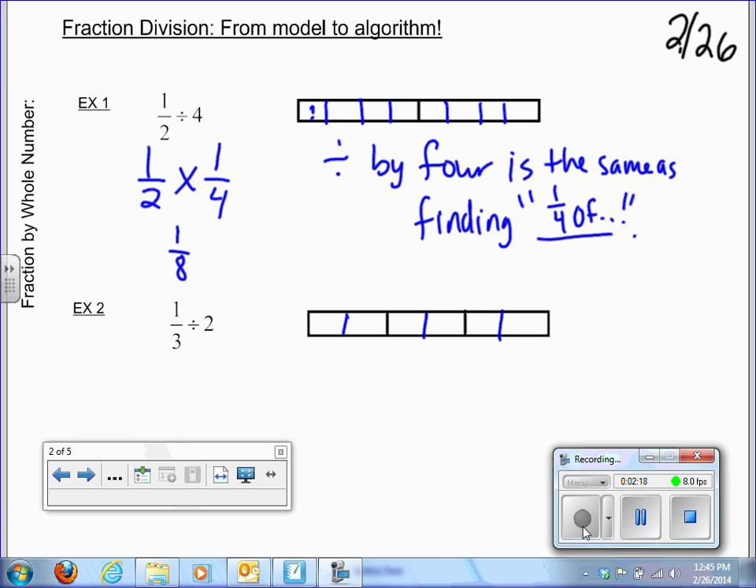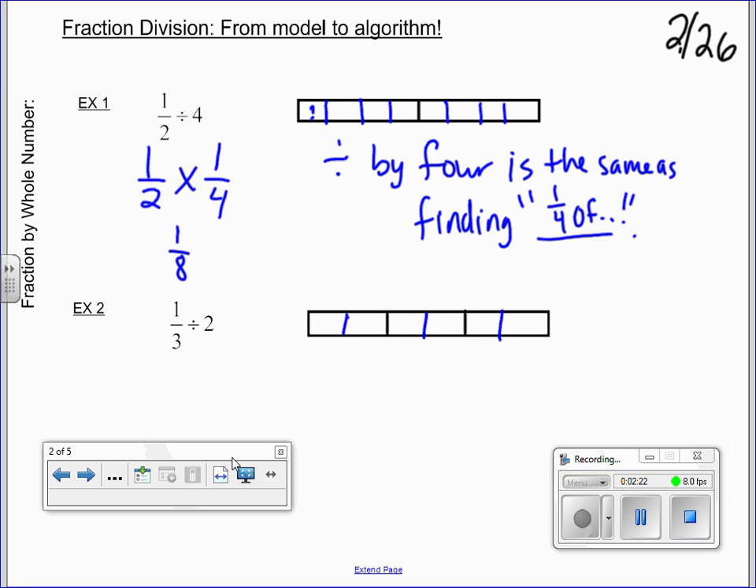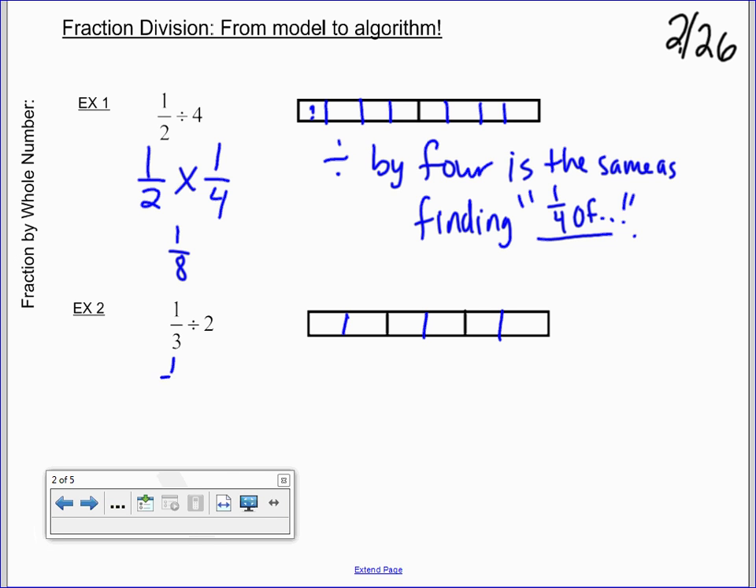Dividing by 2 is the same as finding what, Emma? 1/2 of 1/3. 1/2 of 1/3. So I can rewrite that as 1/3 times 1/2, and that gives me what, kids? 1/6. 1/6, and that's my answer.